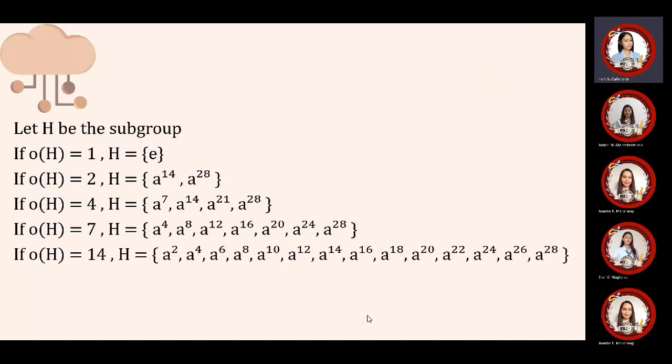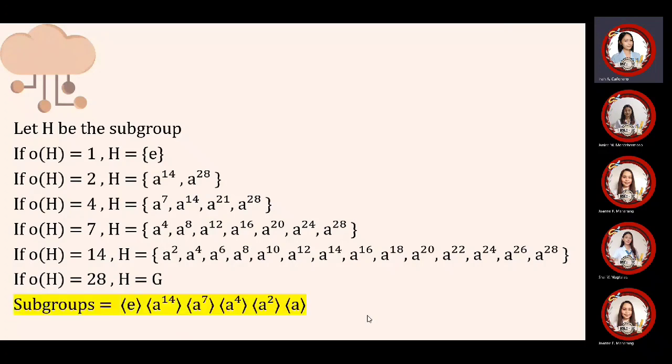Next, if the order of H is equal to 14, for 28 divided by 14 is equal to 2, our H is equal to A raised to 2, or all the even numbers from 2 up to 28. If the order of H is equal to 28, 28 divided by 28 is equal to 1, we will get A up to 28. So since G is equal to order of 28, we will get H is equal to G.